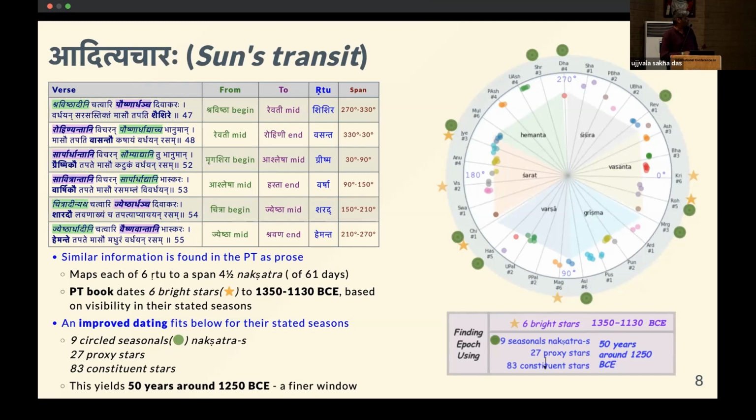And in our approach, we have considered the 9 seasonal nakshatras pointed here, the 27 proxy nakshatras that were in the table, and also all the 83 constituent stars. We're trying to figure out if the numbers converge and see which one of them fits best.